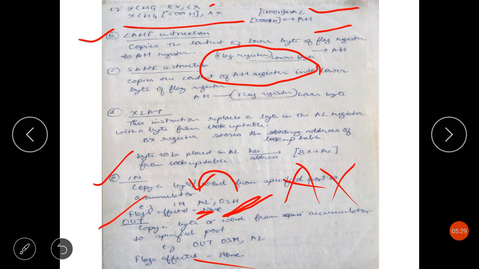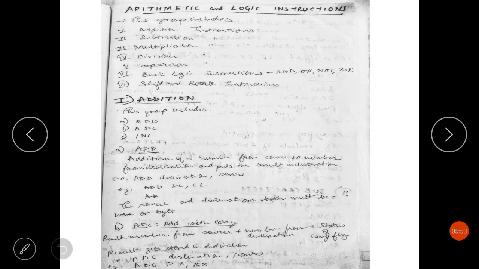The next instruction is the OUT instruction. It copies a byte or word from the accumulator into the specified output port mentioned in the instruction. Either a byte or a word can be transferred depending on what is written here, whether it is accumulator low, AX, or accumulator high. According to that, a byte or word will get transferred from the accumulator and stored in the mentioned output port.